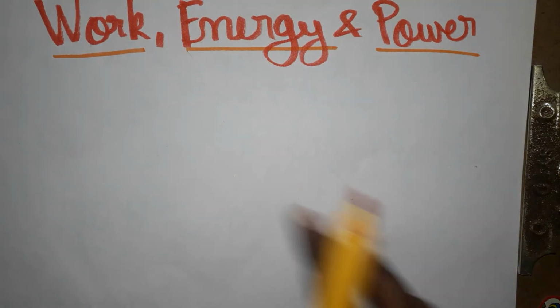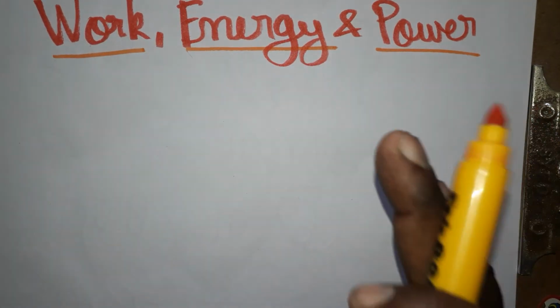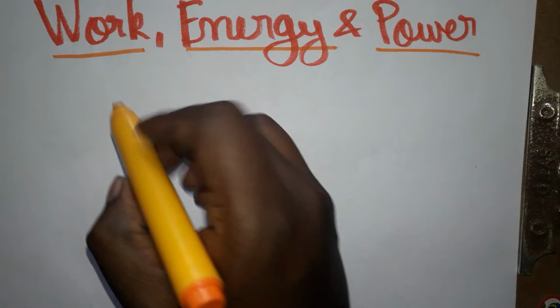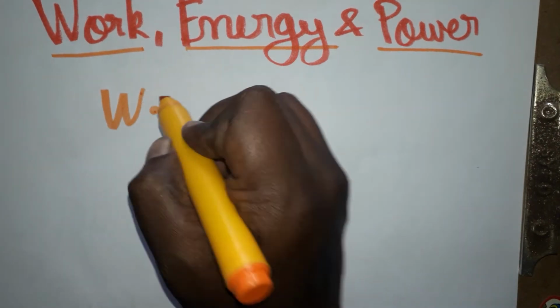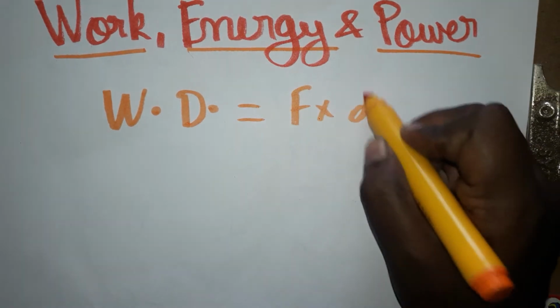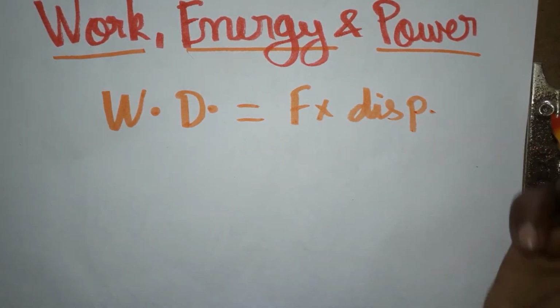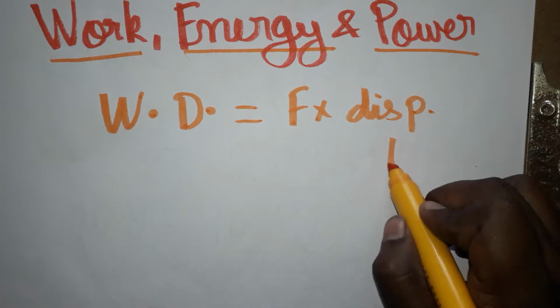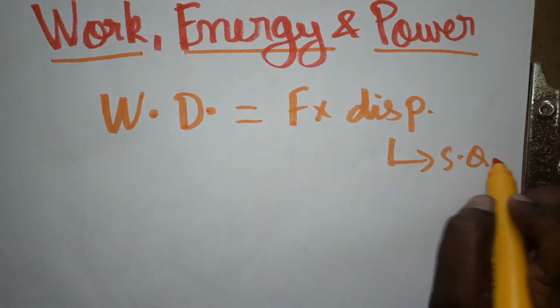And today we are going to learn work, energy, power, formula and also concept. Okay. First we'll see what is work done. Work done is equal to force into displacement. Actually it is a scalar quantity. So it is a scalar quantity.